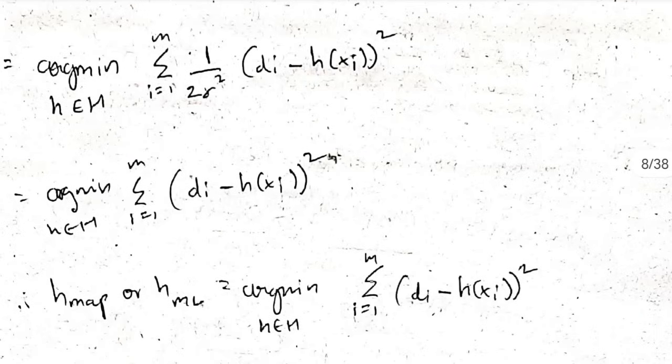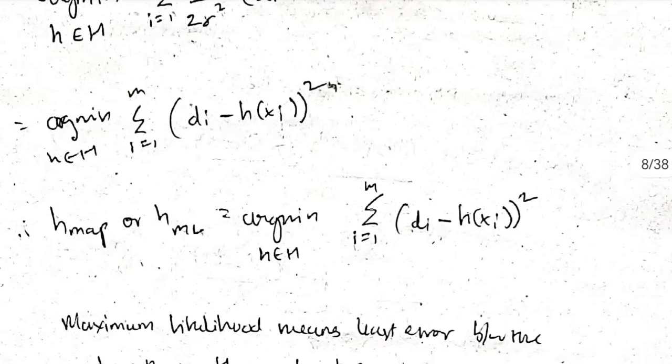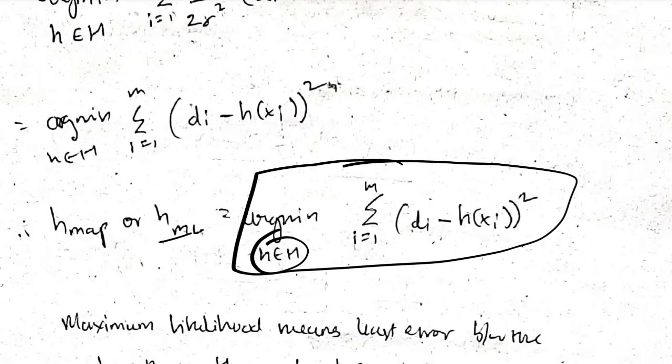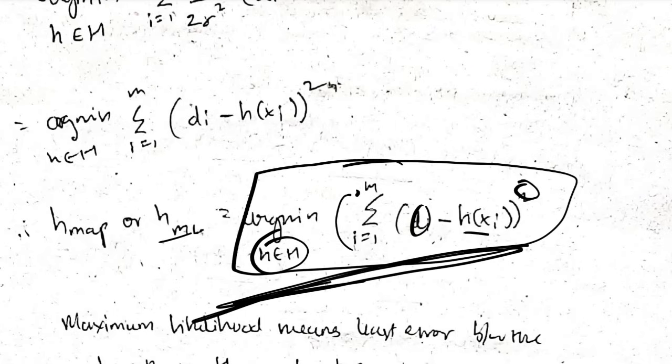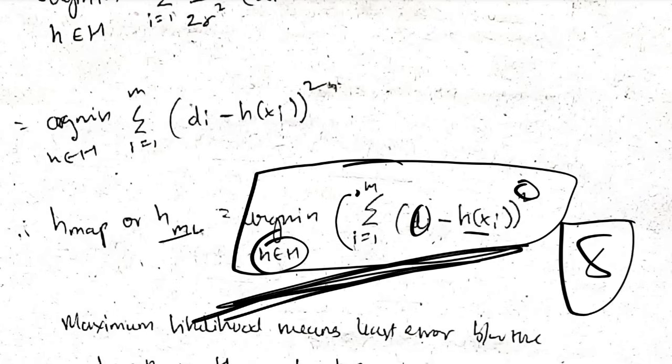And observe carefully again, here we have 1 by 2 sigma square. That's also a constant value, we can ignore that, and we'll be left with this one. So h_MAP or h_ML, the maximum likelihood hypothesis, is given by argmin of h belongs to capital H, summation of i equal to 1 till m, (d_i minus h(x_i)) whole square. This is the final answer which you need to get 8 full marks.